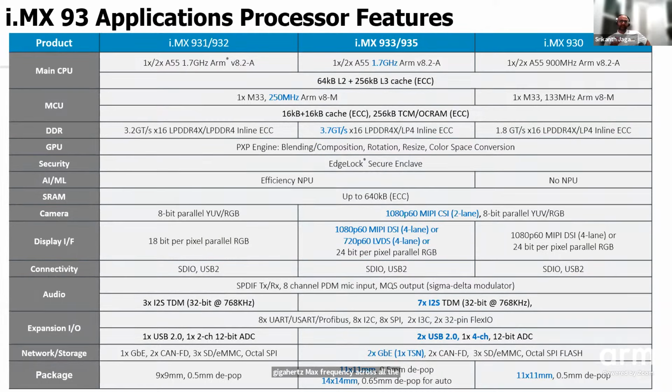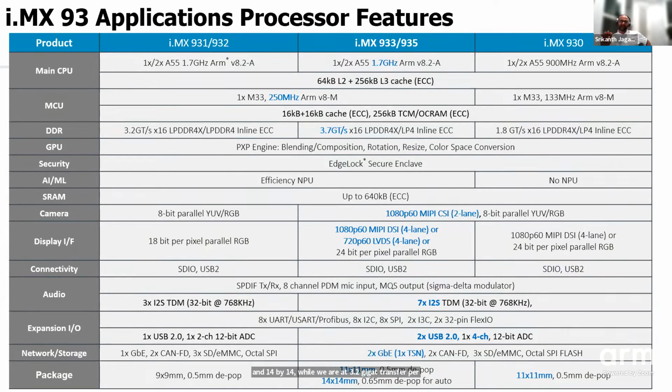And then from the MCU perspective, the M33 runs at 250 megahertz. Again, that's going to be constant across all the packages. From the DDR perspective, the i.MX 93 family supports LPDDR4 and LPDDR4X 16-bit versions. And we're able to hit 3.7 gigatransfers per second in the bigger packages, which are the 11 by 11 and 14 by 14, while we are at 3.2 gigatransfers per second for the smaller package.